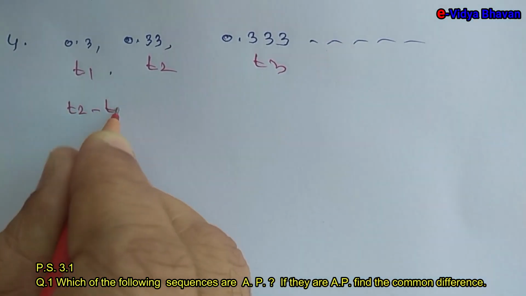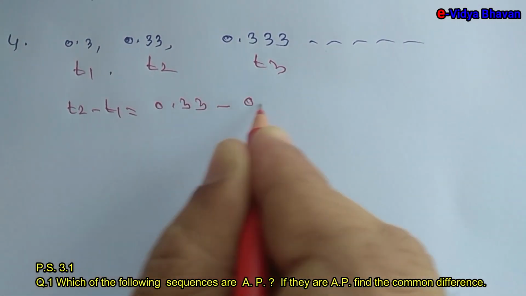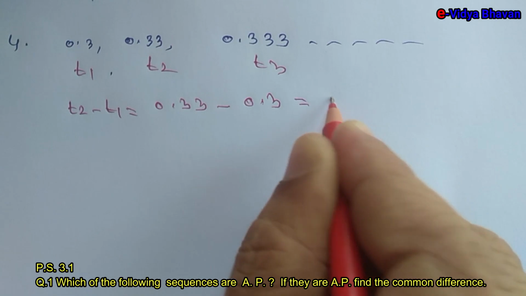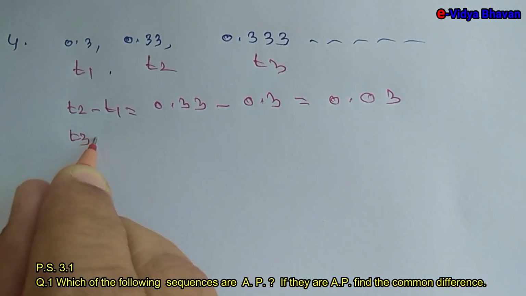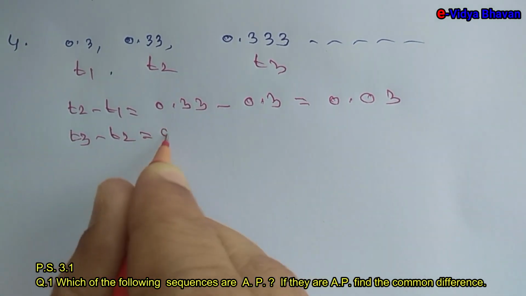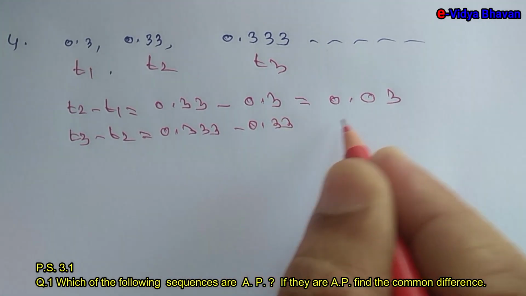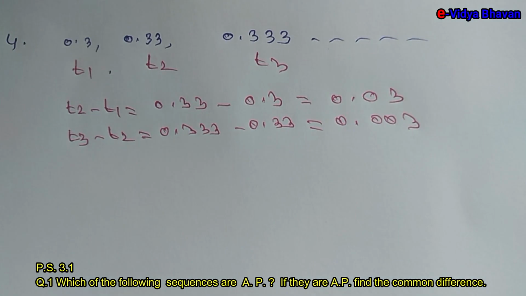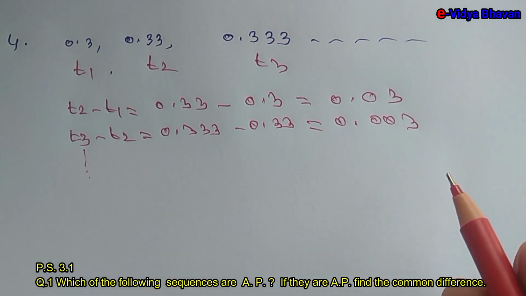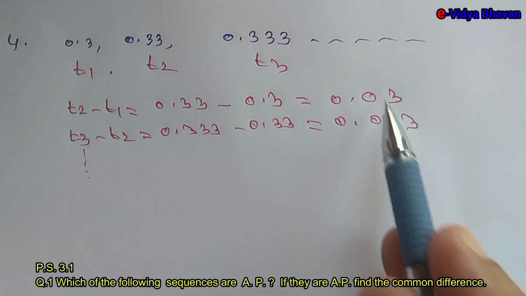T2 minus T1, that is 0.33 minus 0.3, it is going to give you 0.03. T3 minus T2, this is going to give you 0.333 minus 0.33, we get the difference 0.003, and so on. We have come to a conclusion that the difference is not same.